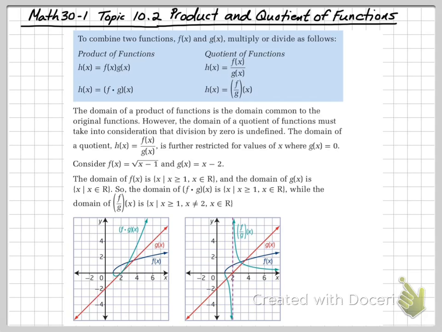Here we're going to say that the domain of the function f of x is all x such that x is greater than or equal to 1, and x can be any real number. The domain of the function g of x is x as any real number. So the domain of f times g of x is x greater than or equal to 1. Well, the domain of f divided by g of x is going to be x greater than or equal to 1, but it's also going to include the point where x cannot equal 2. That's where we're coming from.